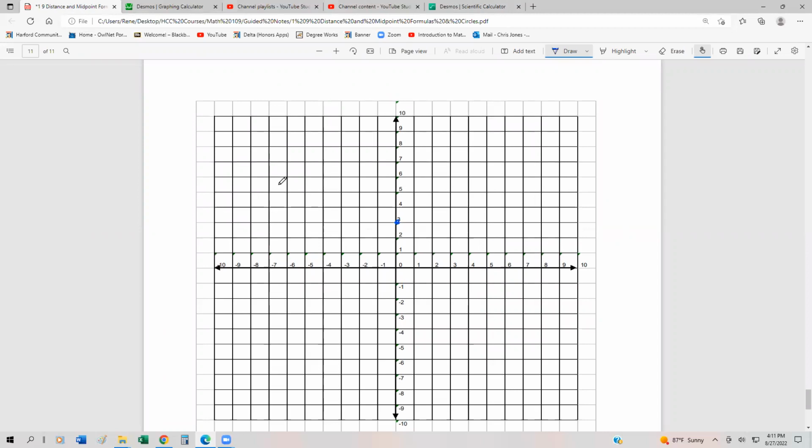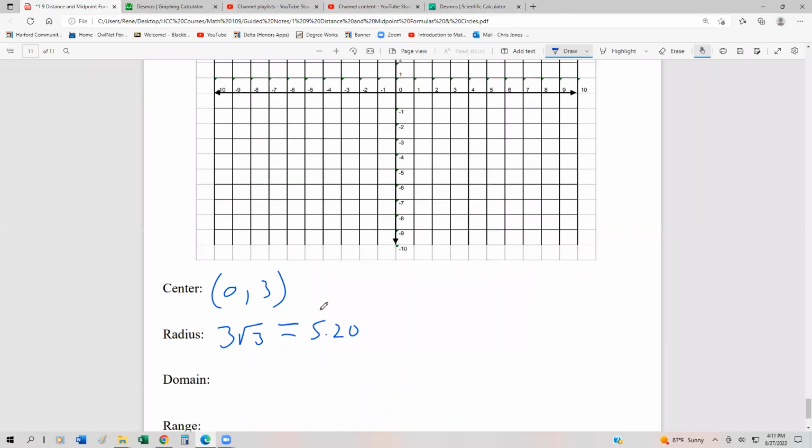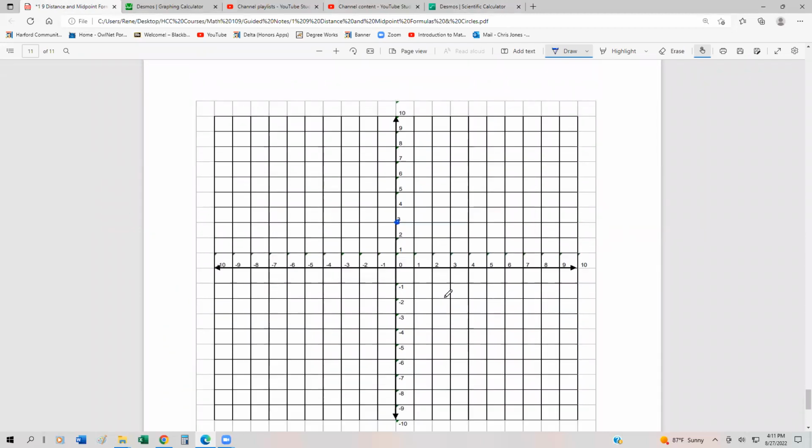This is about right here. And so now what I'm going to do to plot this is I'm going to go up 5.2. All right, so that's going to be about 8.2, which might be right here. And then if we go to the right 5.2, that's going to be right here. And if we go left 5.2, that's going to be 1, 2, 3, 4, 5.2. Okay, so that's this point.